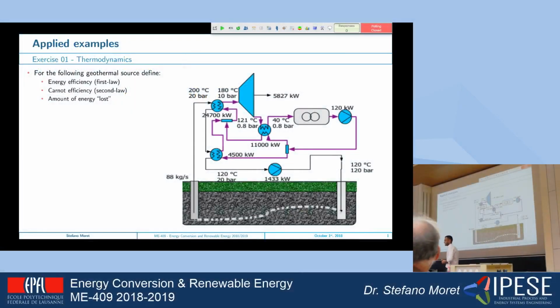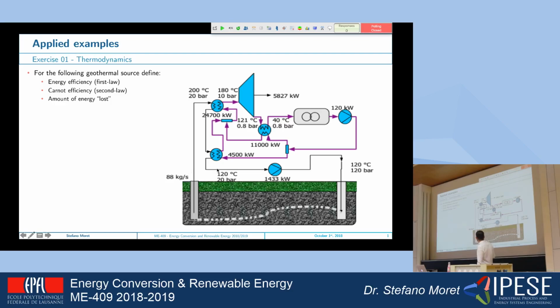Okay, so I will start here by showing you the exercise that you will be doing today, connected to the first lecture, the thermodynamics lecture. So you are given a geothermal cycle, and you are given a geothermal heat source that has a given mass flow, and that exchanges with the cycle. So you have the water, the black line is the water coming out from the geothermal source, and the purple line is the fluid inside the energy conversion cycle.